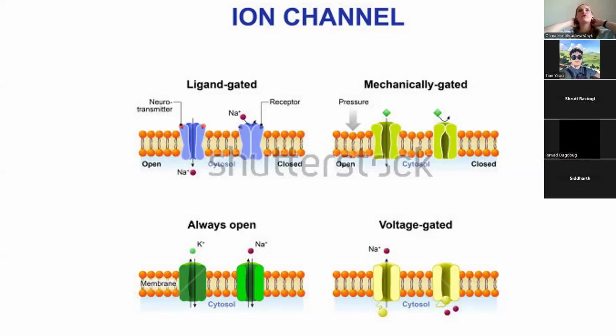Always-open channels work for excitable structures like muscles, for example, or neural cells. In the state of rest, when we do not touch the cell, when the cell does not have any irritation, these channels are always open. And voltage-gated channels: in this case we are talking about some electrical irritation or some electrical changes outside the cell membrane.